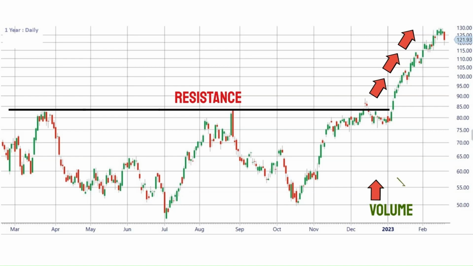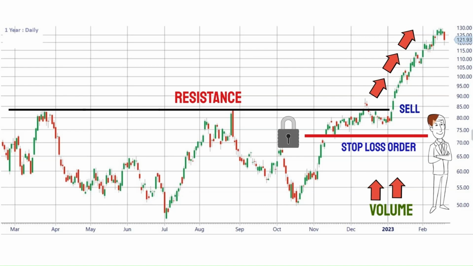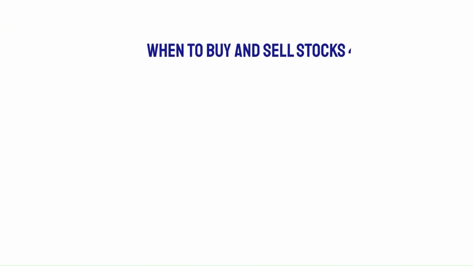At a resistance level, you could simply sell out with a profit, or you could place a stop loss order below the current price in case the stock price drops. A stop loss order is an order placed with a broker to buy or sell a specific stock once the stock reaches a certain price. In this way, your profit would be protected, and if the price breaks out, you will have a huge profit.